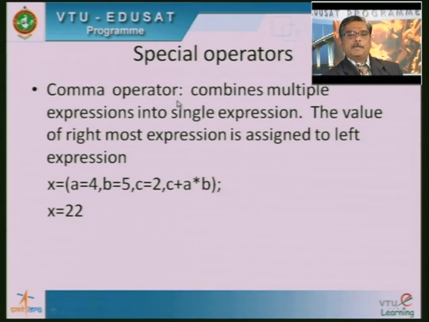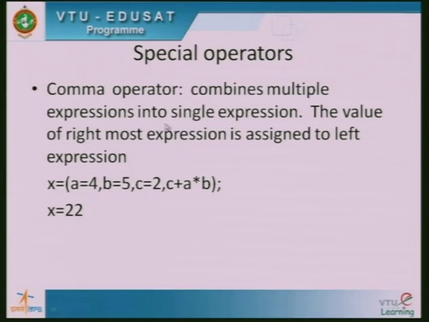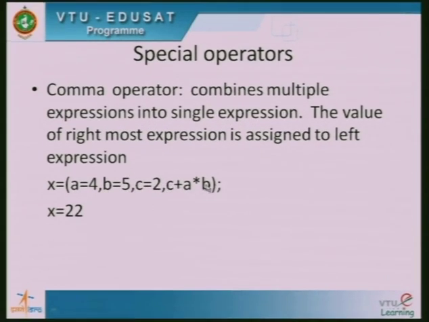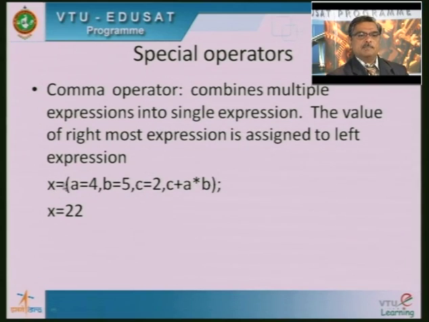Now we understood so many operators: arithmetic operators, relational operators, logical operators. Like that, you are now introducing one more special operator, called the comma operator. This operator combines multiple expressions into a single expression. If you observe this, there are a = 4, b = 5, c = 2, c = a * b, and the result is assigned to the x variable. There are 4 expressions you are combining into a single expression. These expressions are separated by a comma. That is why this operator is called the comma operator.